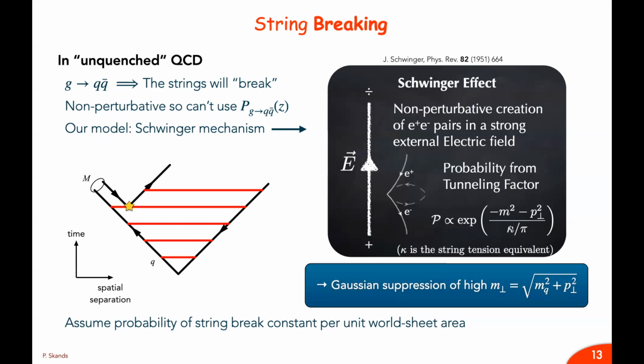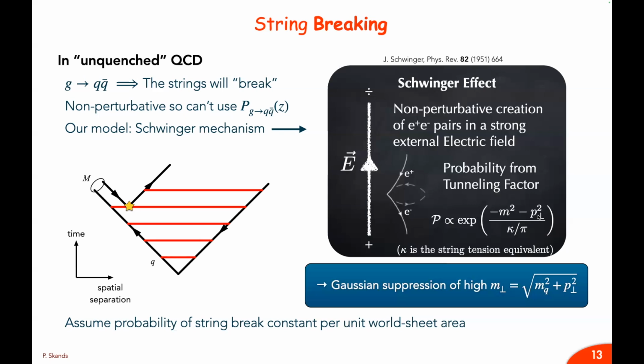And then in Schwinger's calculation, this is the electric field strength down here. I've just already replaced it by the string tension equivalent. So the energy density, how much energy do I have? I've got kappa, 1 GeV per Fermi of string that I have. And I've got to create some masses and some transverse momentum out of that. So that's the analogy that we make.